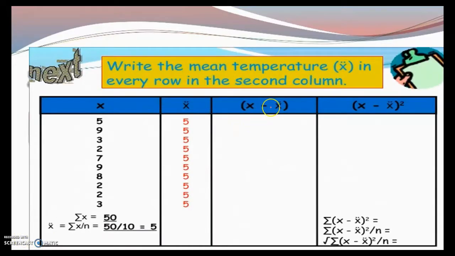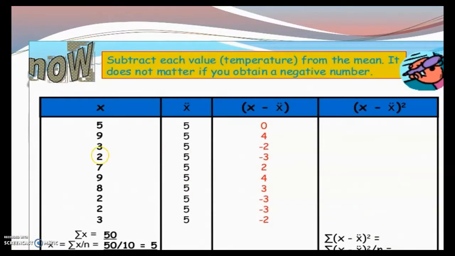Then find out x minus x bar. So we have to subtract each and every number from this x bar. 5 minus 5 is equal to 0, 9 minus 5 is equal to 4, 3 minus 5 is equal to minus 2, like this. 2 minus 5 is equal to minus 3, 7 minus 5 is equal to 2, 9 minus 5 is equal to 4, 8 minus 5 is equal to 3, 2 minus 5 is equal to minus 3, 2 minus 5 is equal to minus 3, 3 minus 5 is equal to minus 2.